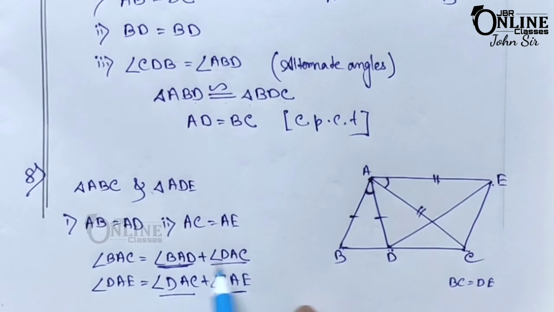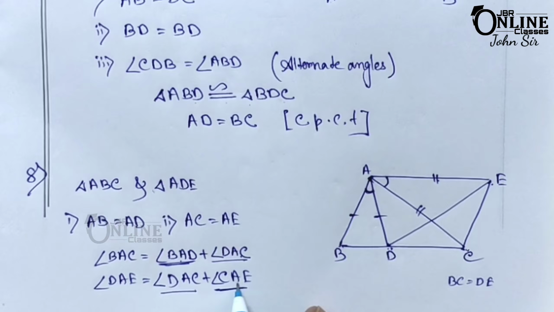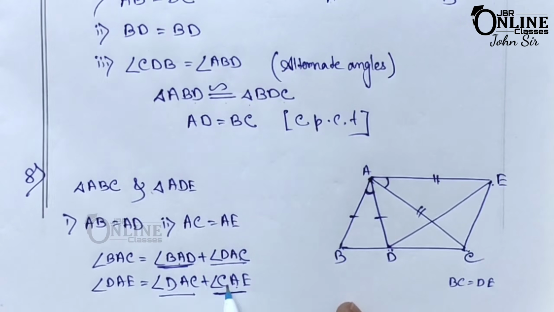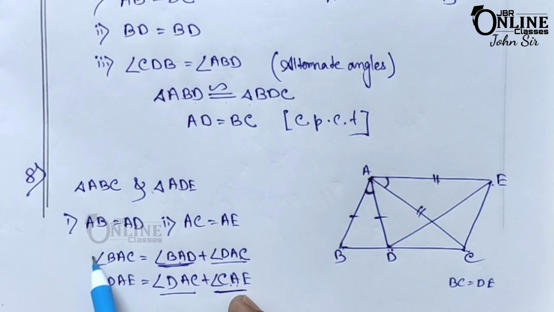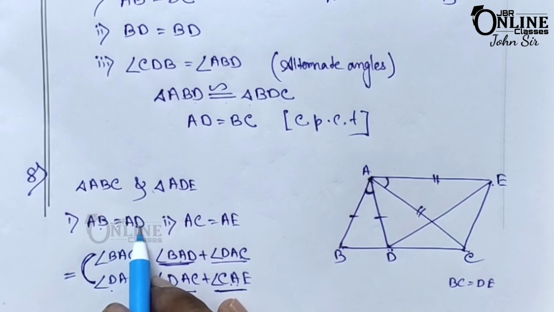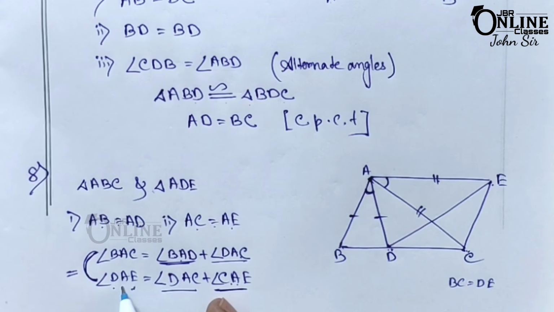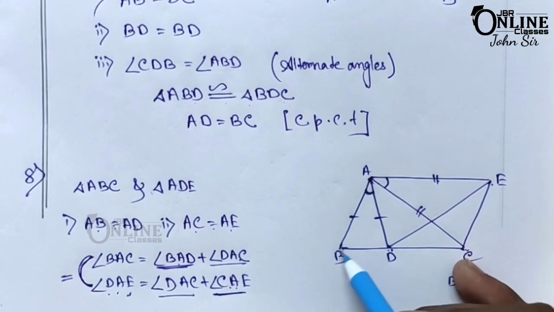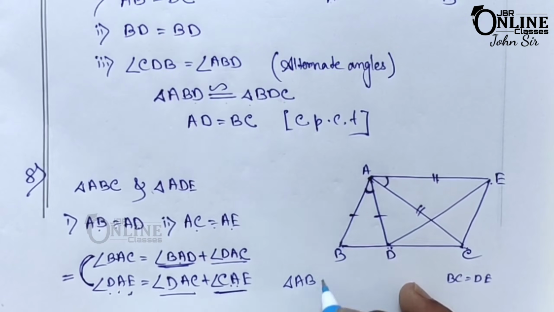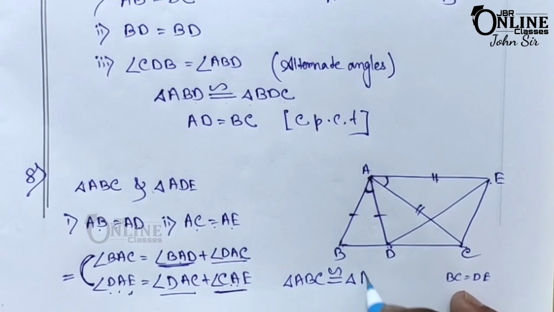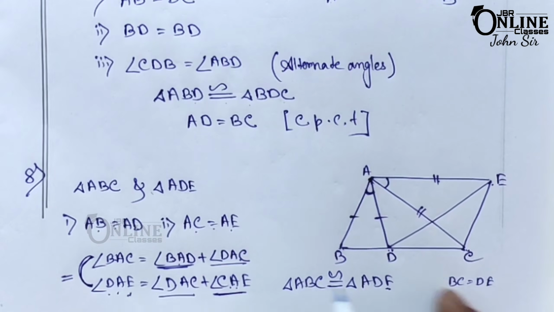So that means this one plus this one is equal to this one plus this one. So we can say that angle BAC equal to angle DAE. So that is the third condition. First condition is AB equal to AD, second one is AC equal to AE, and the third condition is this angle equal to this one. So triangle ABC is congruent to triangle ADE. Now as these two triangles are congruent, you can easily say that BC equal to DE by CPCT.